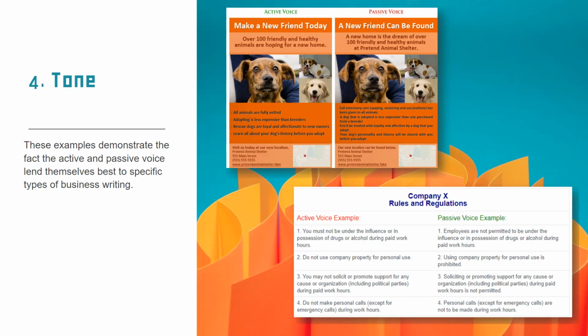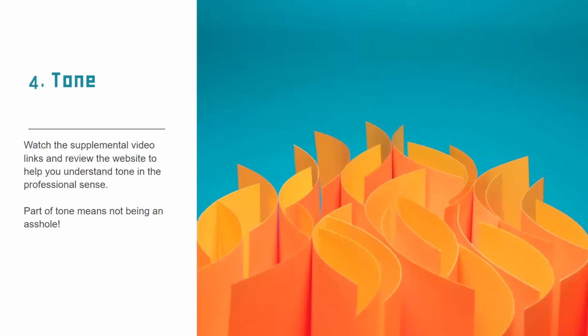Use passive voice in any situation where you want to sound like an objective third party. Examples of this could include a scientific report, a company handbook, or a contract. Active voice is the better choice for marketing collateral designed to engage and excite the reader. Oftentimes, any type of aggression in professional communications should be avoided.